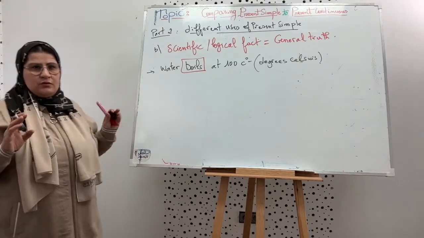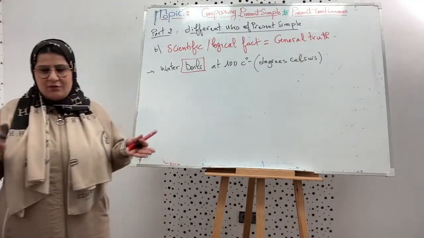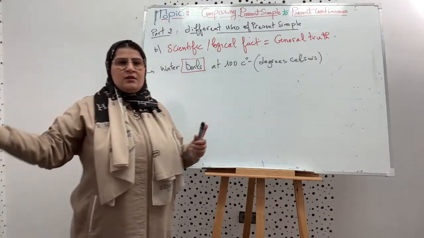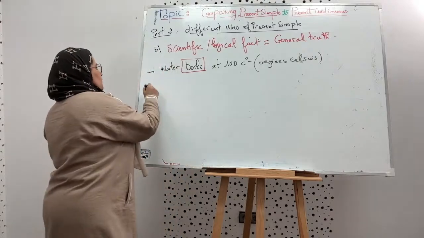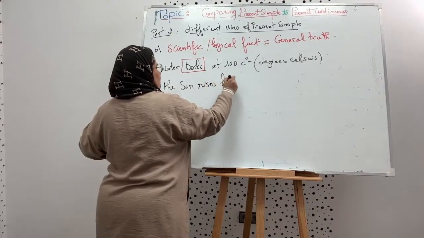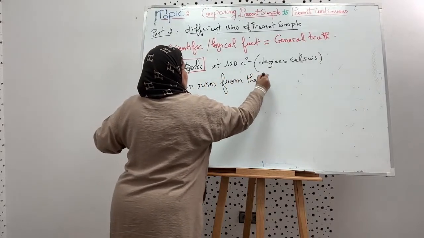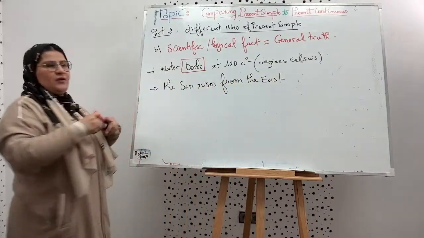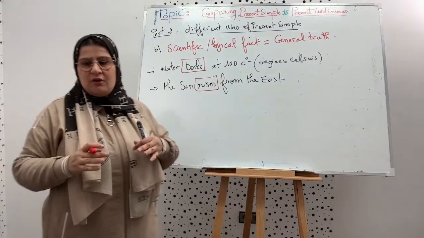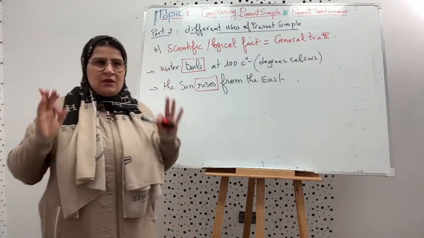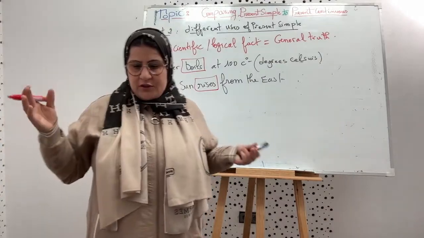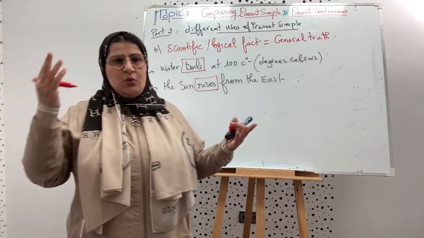Another example is purely scientific. When we say, for example, the sun rises from the east. Here is another scientific and logical fact all around the world, because scientific facts do not change. They stay the same for thousands and millions of years. For example, we can say 1 + 1 = 2.